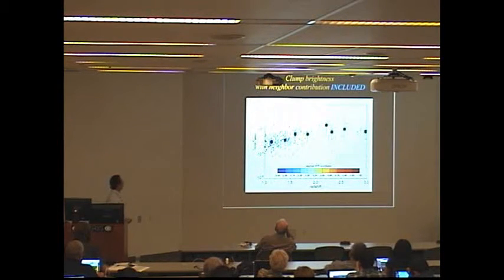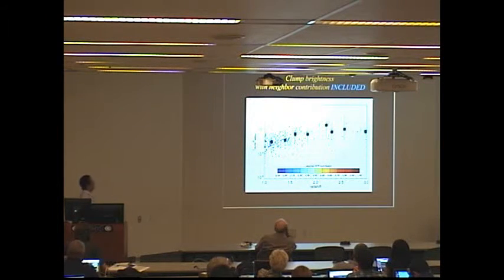And here is again the plot of neighbor contribution. Here I also plot the median of the fractional UV luminosity of clumps as a function of redshift. So you can see clumps have lower fractional UV luminosity at low redshift, and when you go to higher and higher redshift, this ratio is getting bigger and bigger.